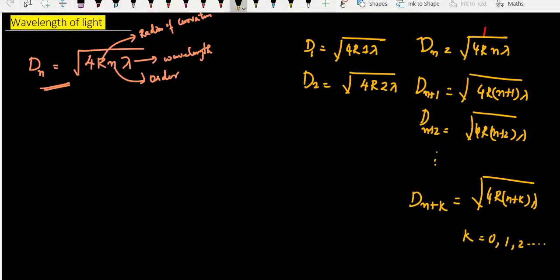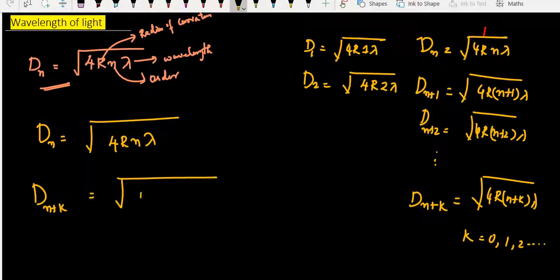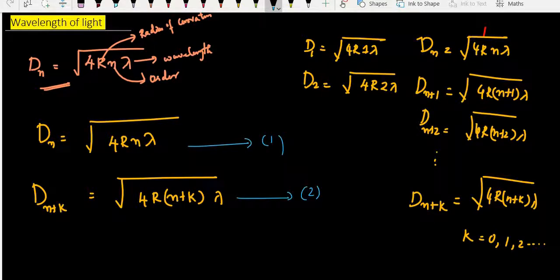So here we have the equation for the nth dark ring, Dn equal to root of 4RN lambda, and Dn plus k equal to root of 4R into n plus k lambda. This is my first equation and this is my second equation. By using these two equations, I'm going to find the wavelength of light. Since these are inside a square root, to make it simpler, I'm squaring equation 1 and equation 2.